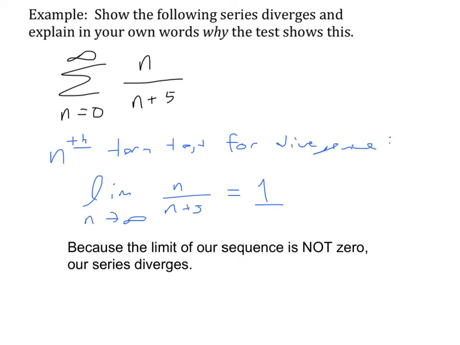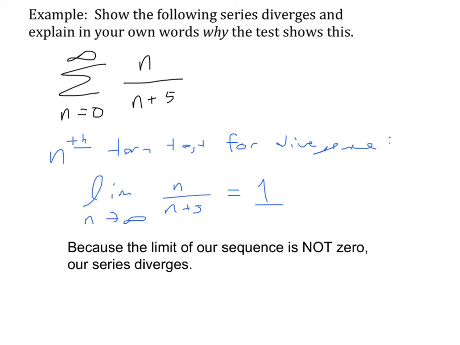And while that's the correct answer, that's not actually the explanation that I want. The explanation that I want is why does the test show us this? So I want you to pause the video and think for a minute, write down, it may take a sentence or two, why does the limit not being 0 mean that this diverges? I know the test says it, but do we understand how the test works and why it's working?